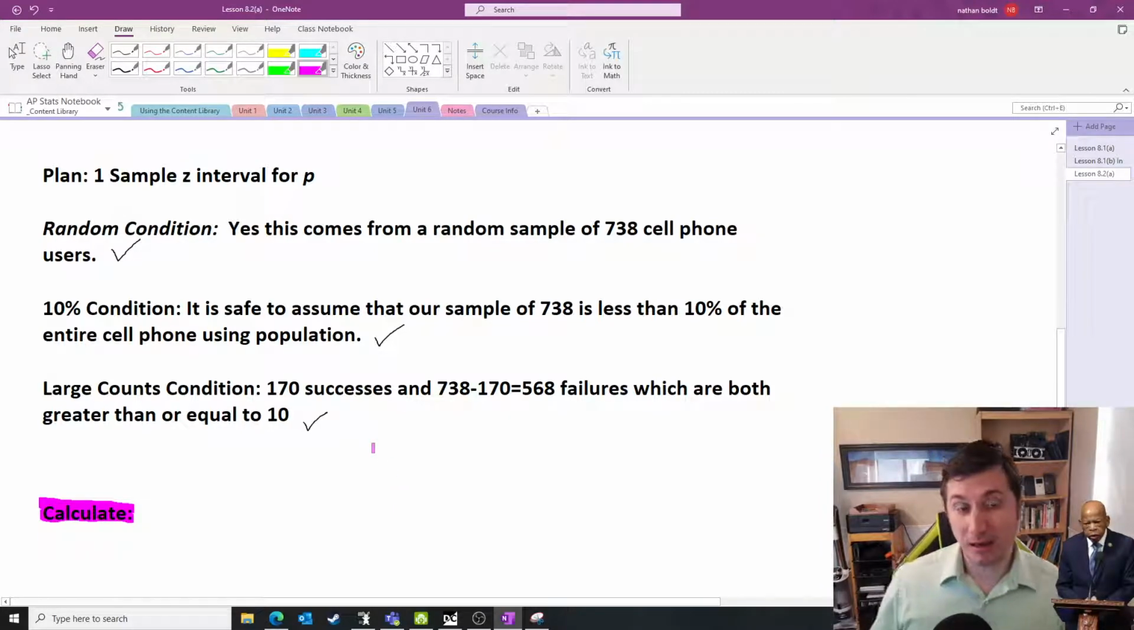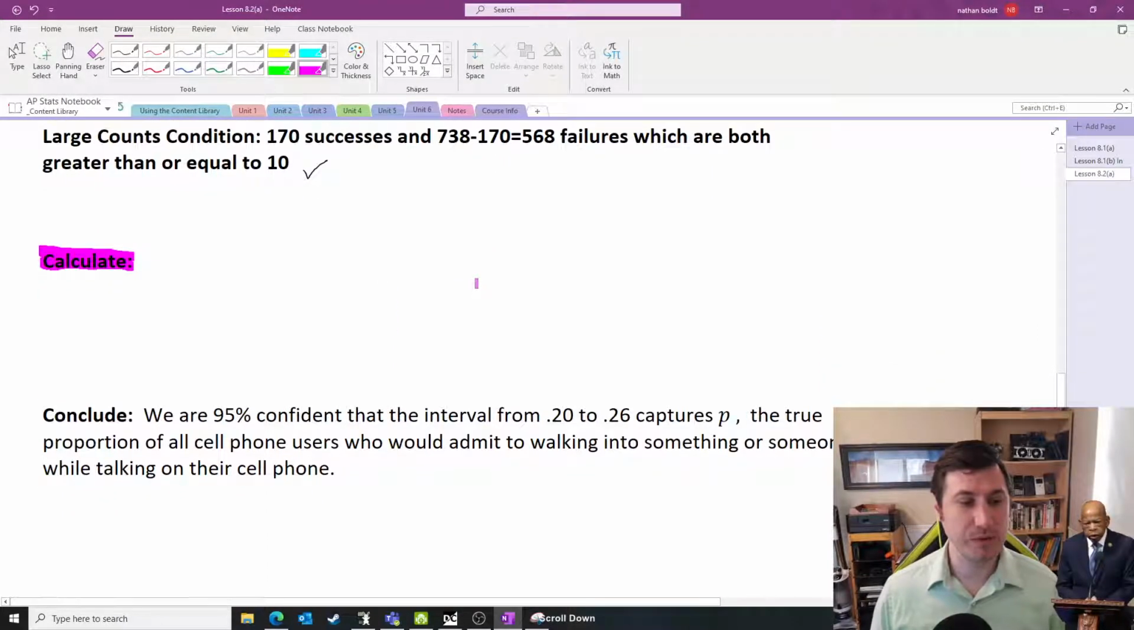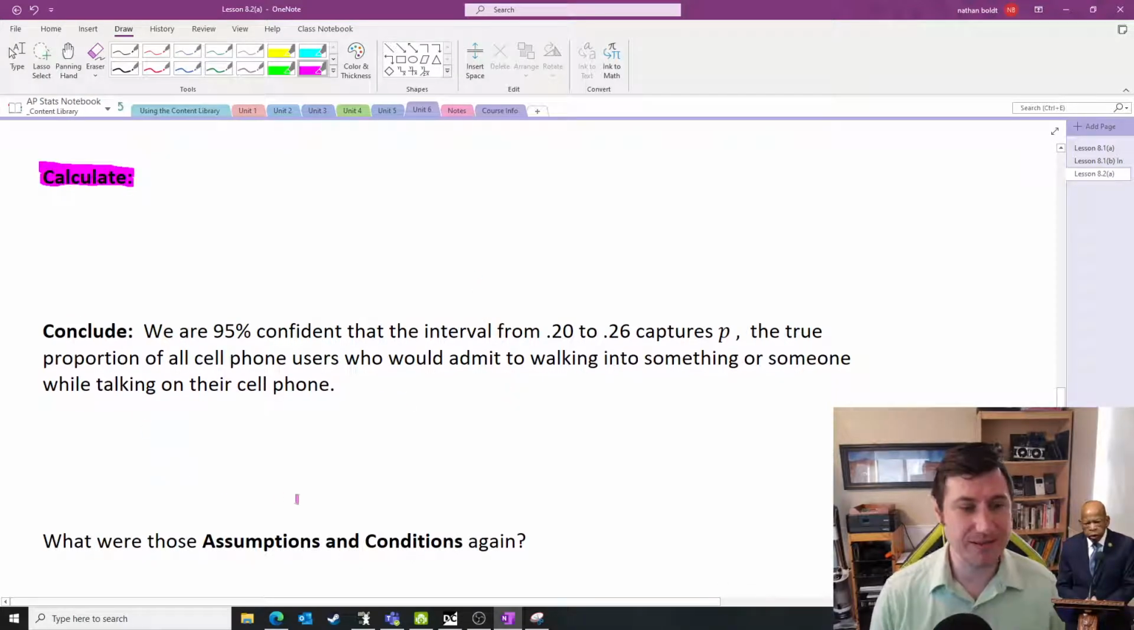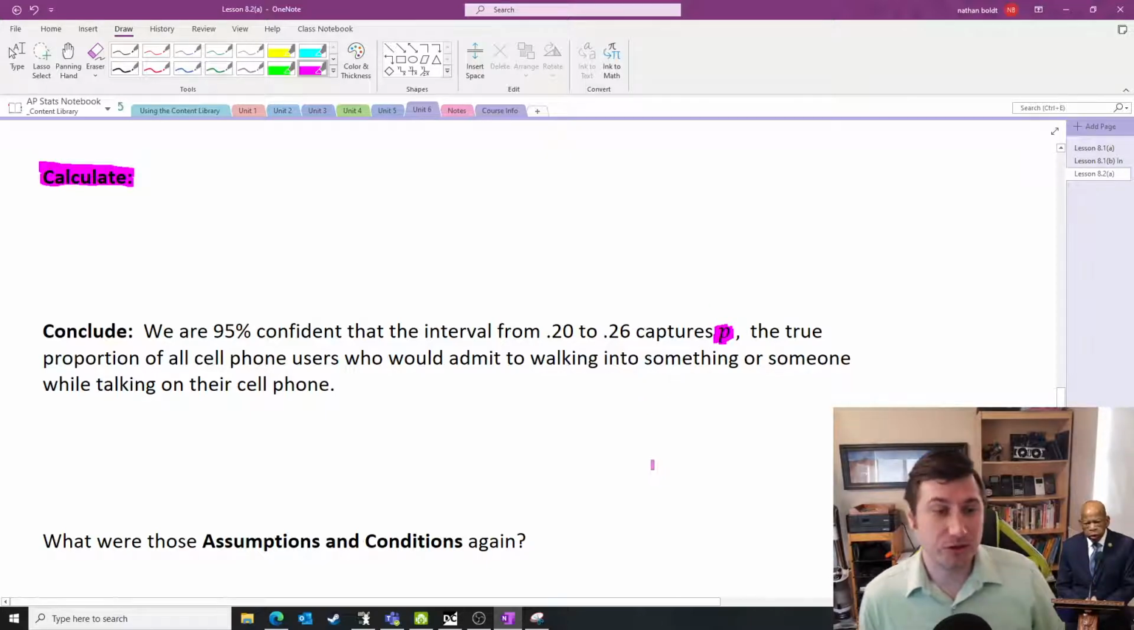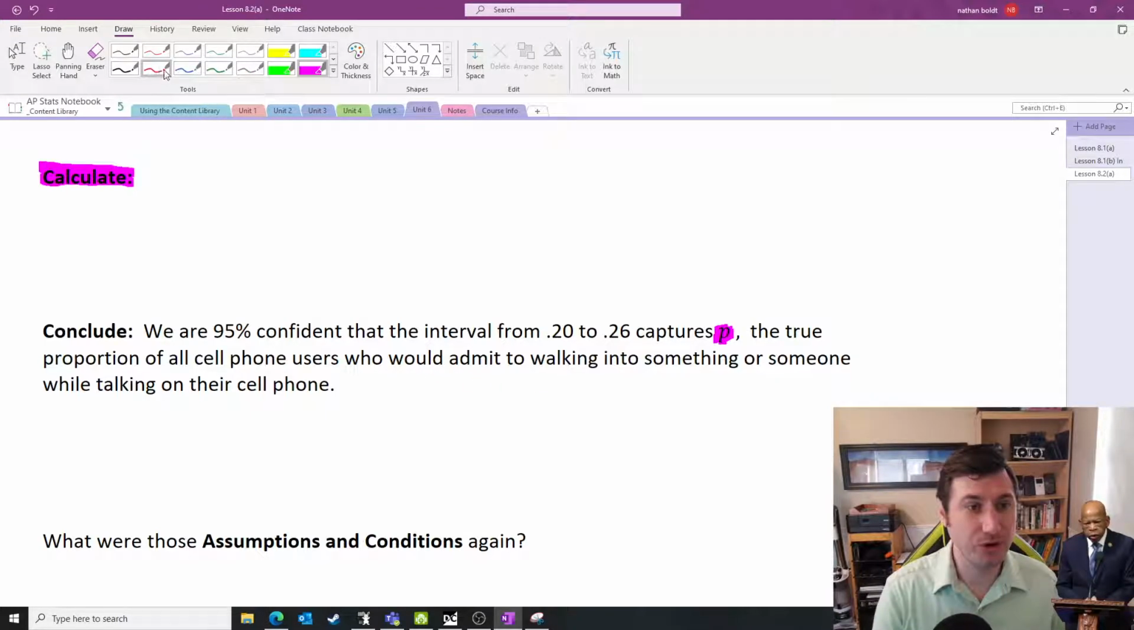But once we got our interval, we would then write our conclusion. So I'm hoping this sentence sounds familiar. We are 95% confident that the interval from 0.20 to 0.26 captures P, which is the true proportion of all cell phone users who would admit to walking into something or someone while talking on their cell phone. Now, of course, we don't know where this interval comes from yet. We don't know how to calculate this yet, but that will be our next plan.